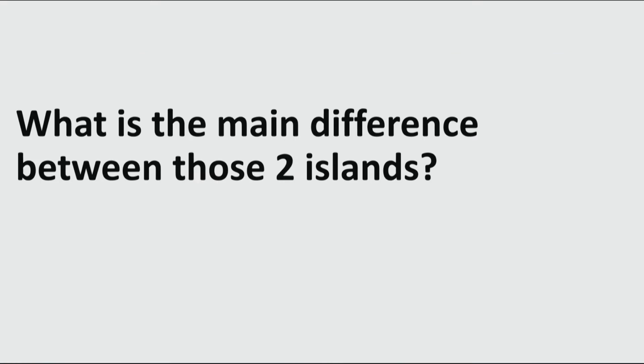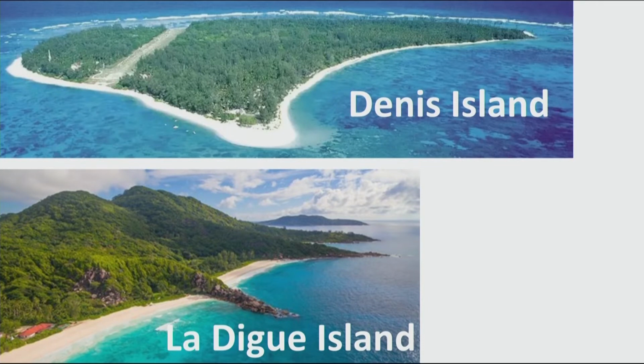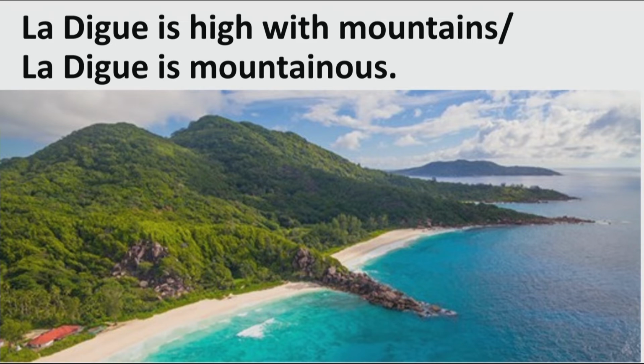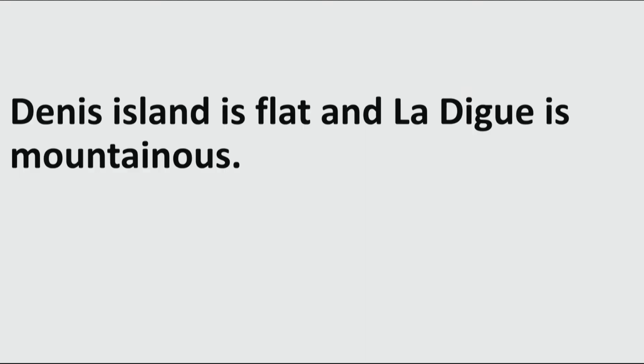So what is the main difference between those two islands? When you look at the pictures, what is the main difference between those two islands, Denis Island and Ladig Island? Look carefully. Very good. Denis Island is flat. When you look at the picture, it is flat, no mountains. Whereas Ladig is high with mountains, meaning Ladig is mountainous. So this is the main difference between those two islands. Denis Island is flat and Ladig is mountainous.